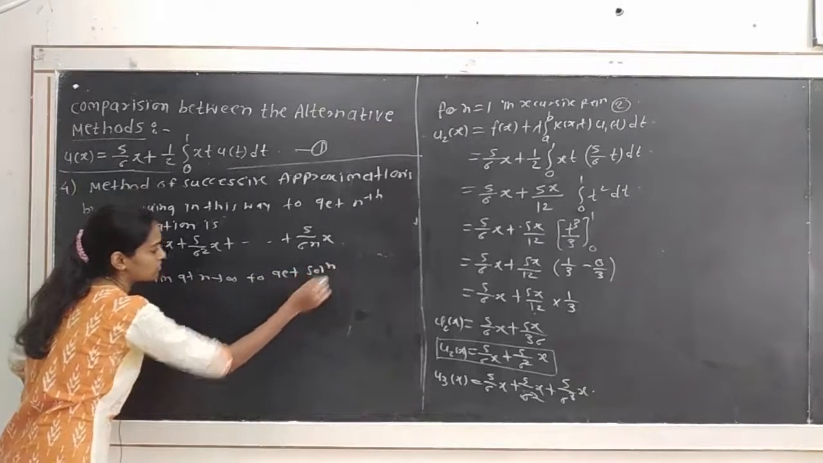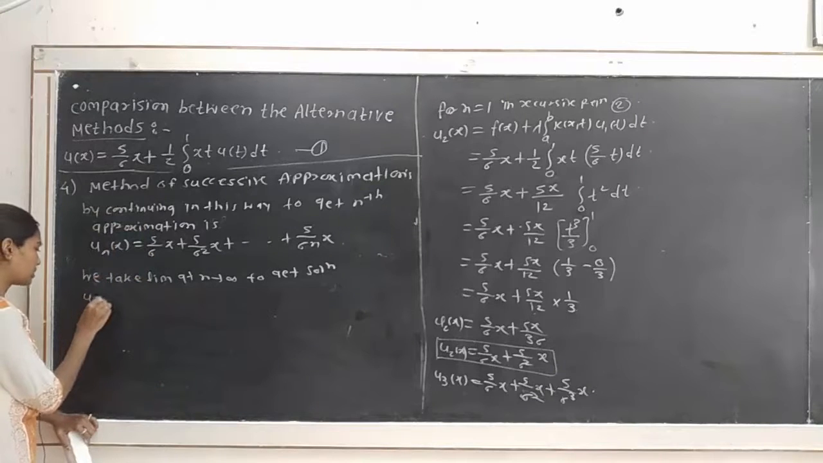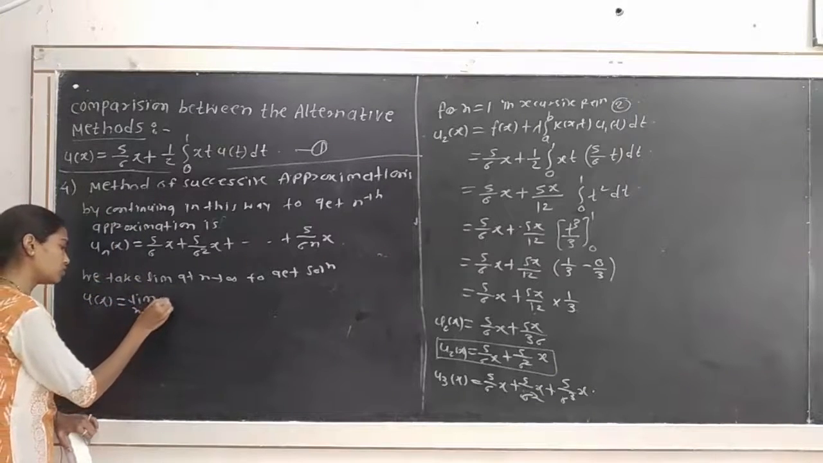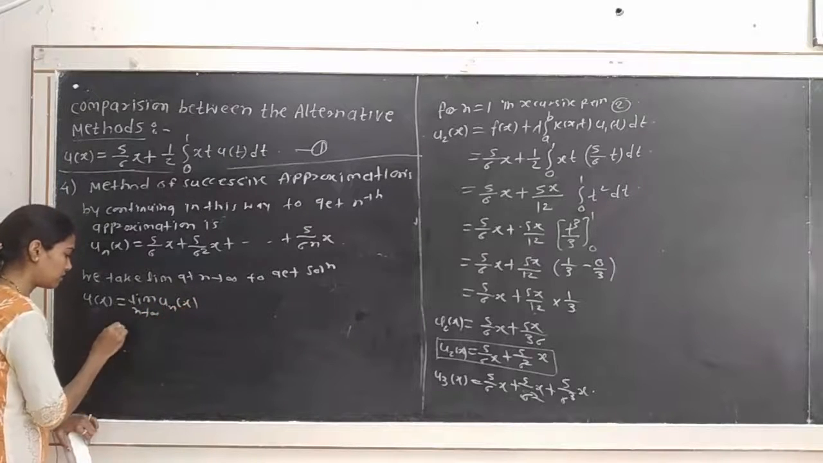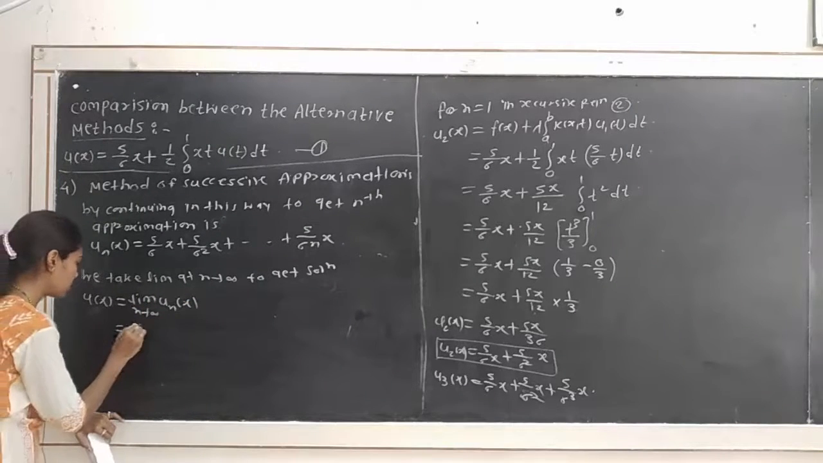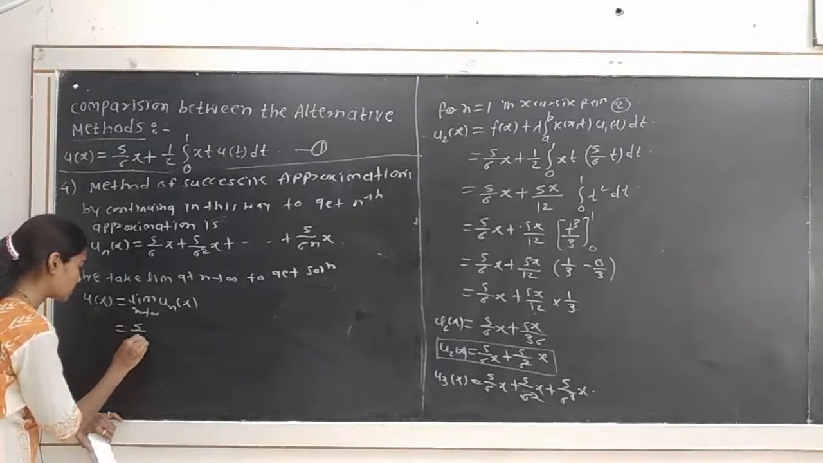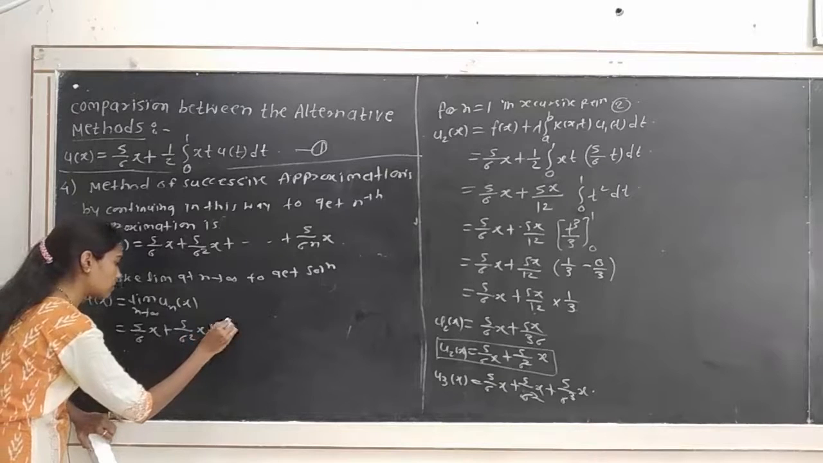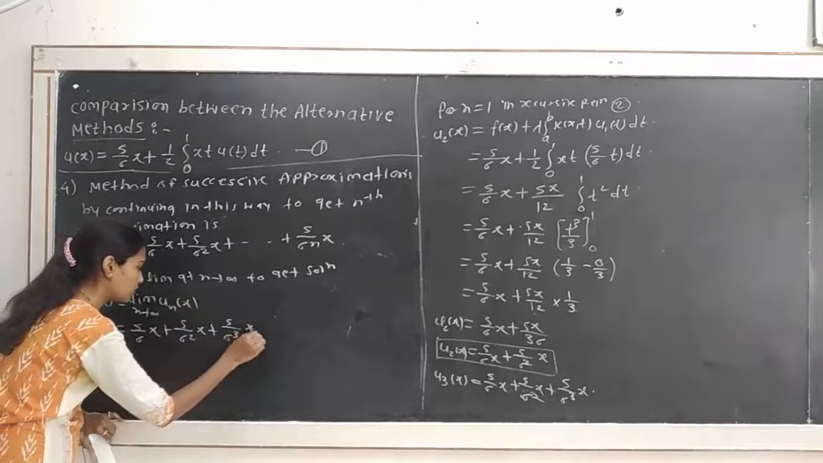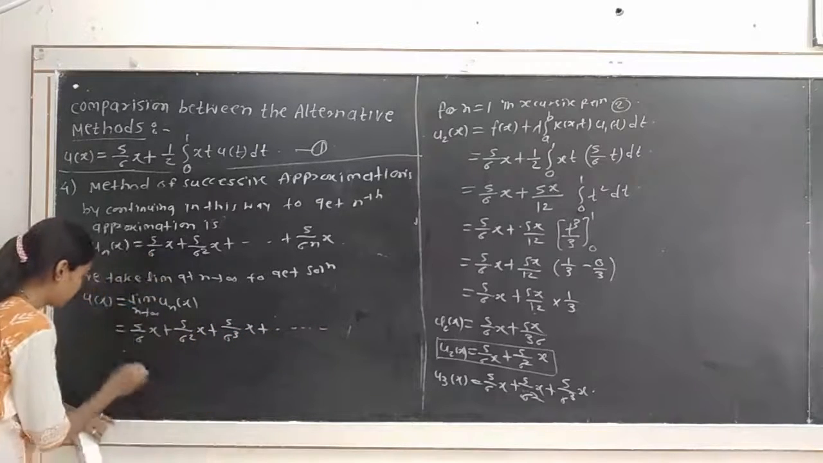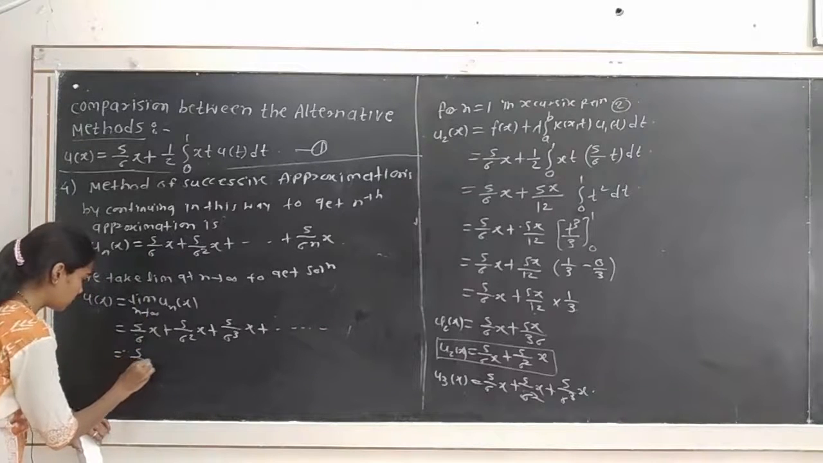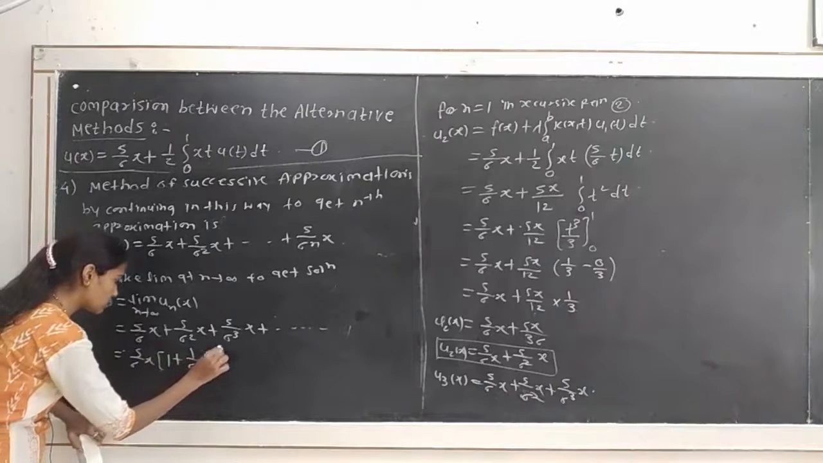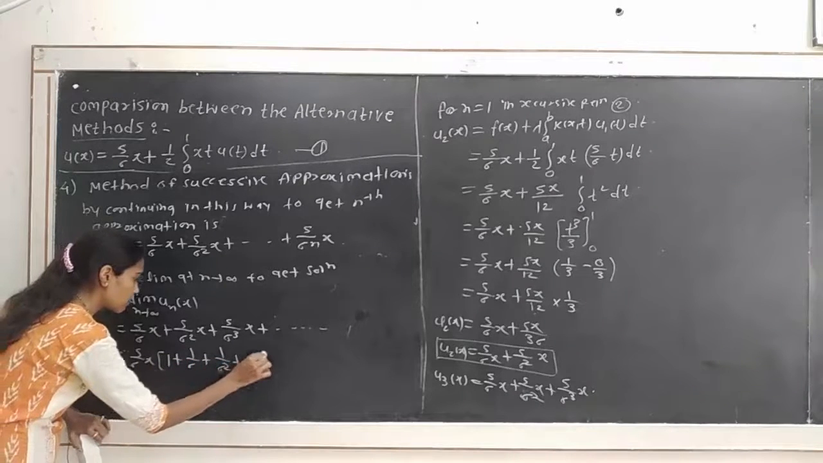Okay, for the nth approximation, u of x is equal to the limit as n tends to infinity of u_n of x, and again we get the same series: 5/6 into x plus (5/6)^2 into x plus (5/6)^3 into x, up to infinity. Again we take 5/6 into x outside, so we get 1 plus 1/6, 1/6 square, plus up to so on.